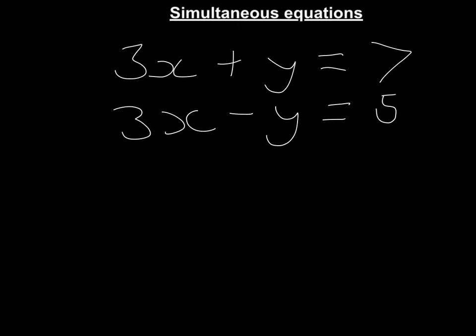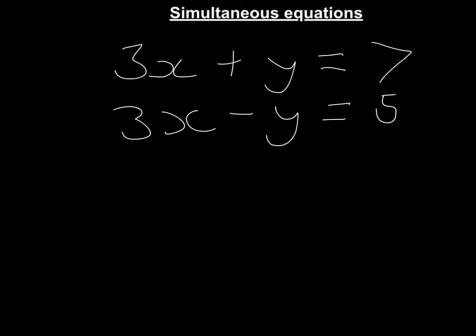Now we said that simultaneous meant more than one thing, and equations, we know what an equation is, so we're going for two equations at the same time. So now we need our two equations. For our two equations, we've got two bits of information here. We've got 3x and we've got 3x here, and we've got a y and we've got a minus y here. Now we want one of those to be equal to 0 so that we're left with a normal linear equation, and that we know how to solve.